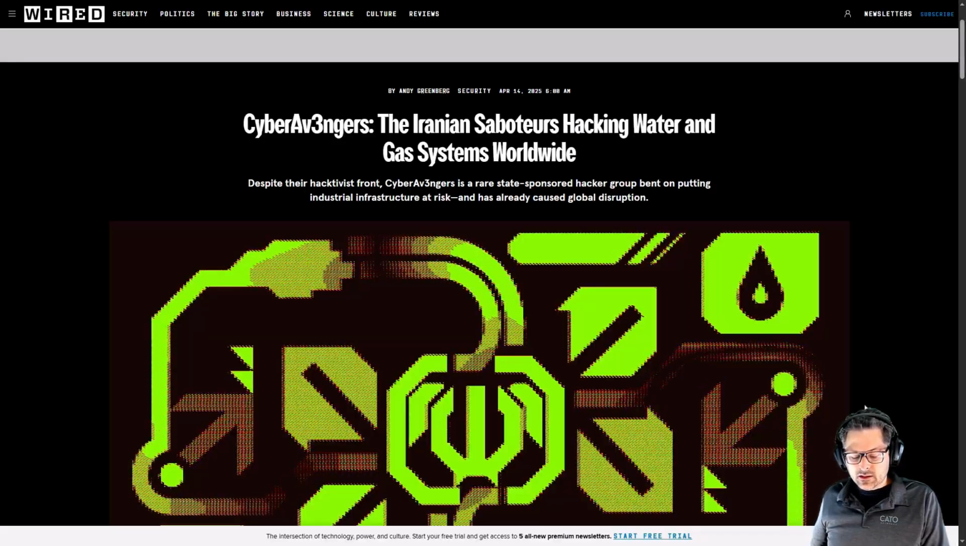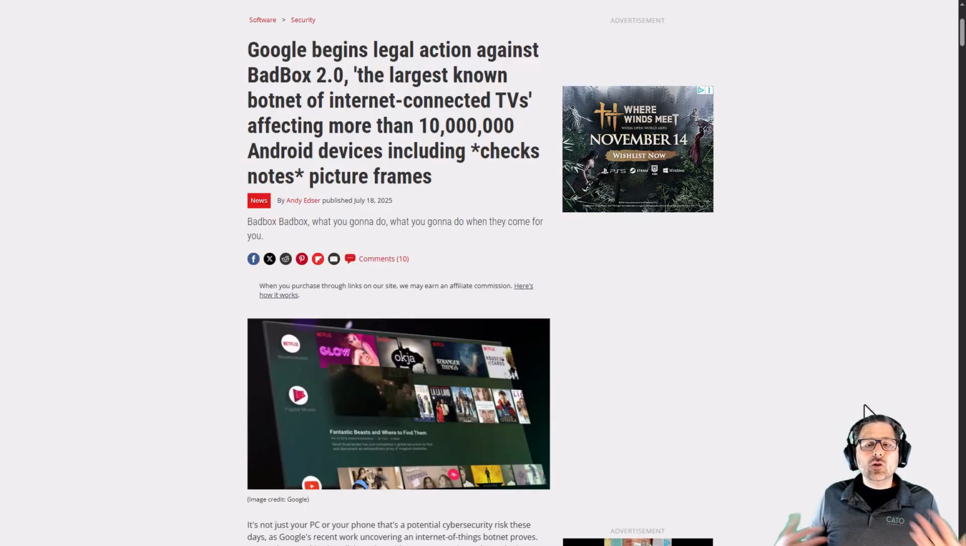Another example: Google has been pursuing legal action against the Badbox 2.0 creators. They used the largest known botnet to go after internet-connected TVs that were running Android. Android is unpatched on these internet TVs, or maybe the OS didn't keep up to date, so they're able to be internet exposed for streaming and other things. Maybe this is in a conference room that you have, and they were able to be taken over and used in these botnet attacks.